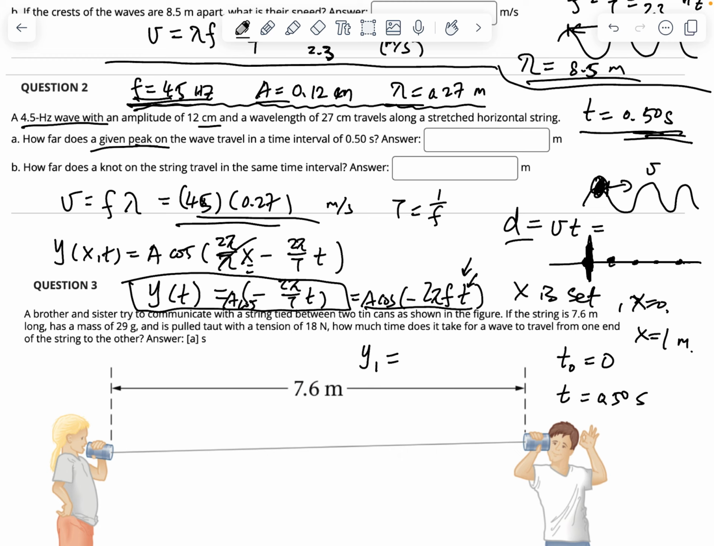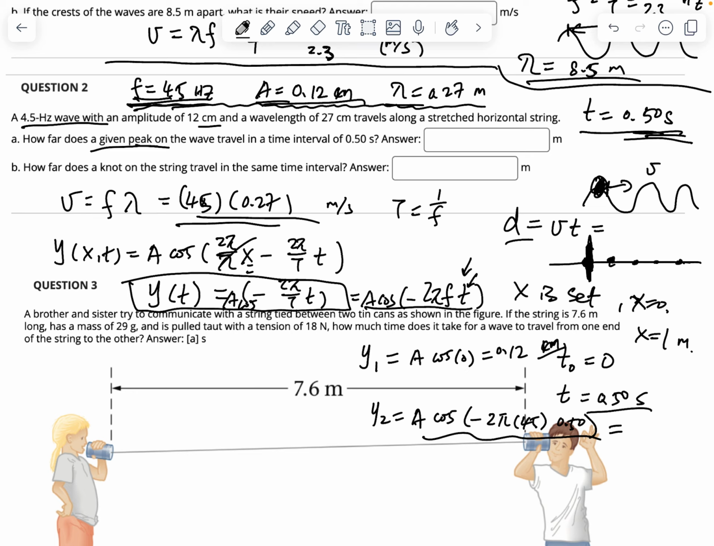So a cosine 0, cosine 0 equal to 1, right? So a is 0.12 meter. Okay, so this is y1. Then y2 equal to a cosine negative 2 pi f, f is 4.5, okay, and then t, right, 0.50. Okay, so plug everything into this equation, plug in, and whatever it is.